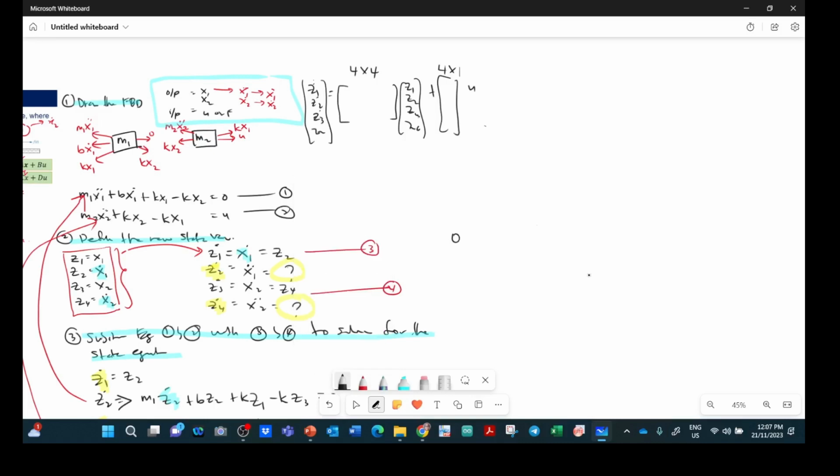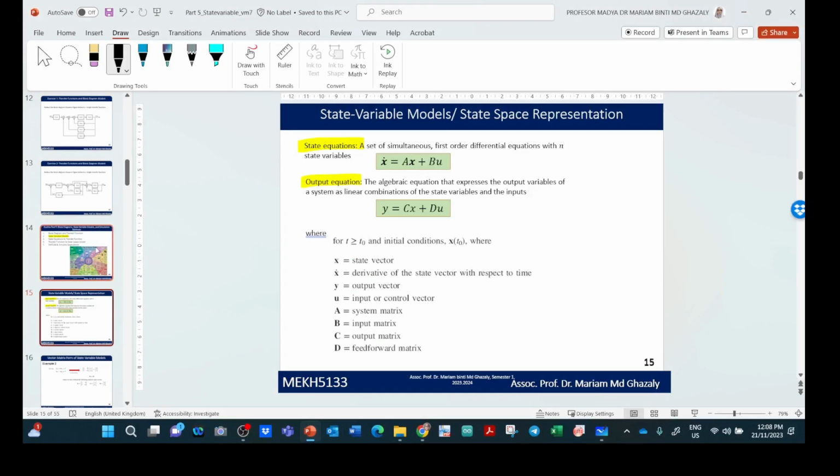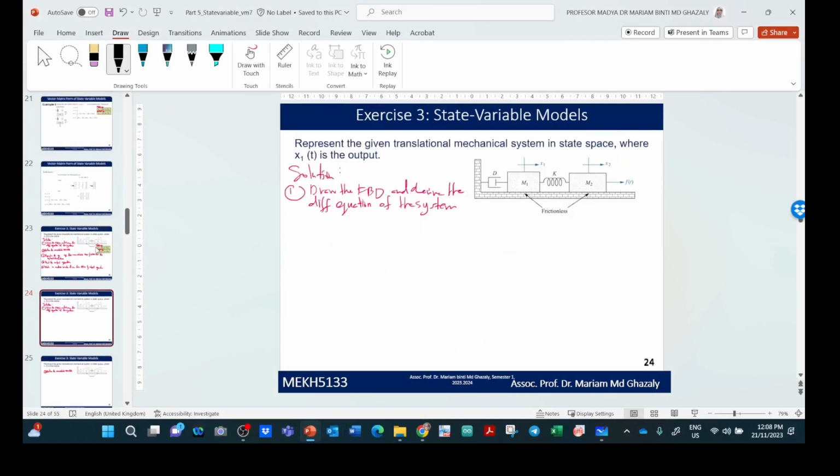Okay, so output, don't forget we haven't defined the output yet. Okay, we defined it up here, but we didn't define it in terms of here. So we know that we have output x1 and x2, so you can have y1. Oh, okay. According to the question, you need to read the question first. Even though you have in the modeling displacement x1, x2, the question here represents the translation mechanical system in state space where x1 is the output. x1 is the output that you want to measure.